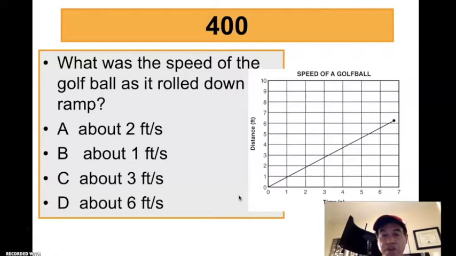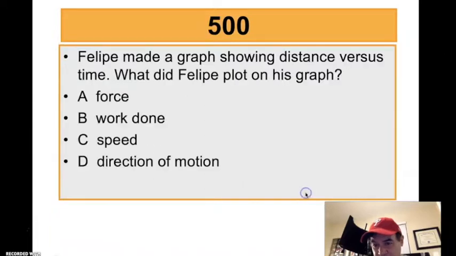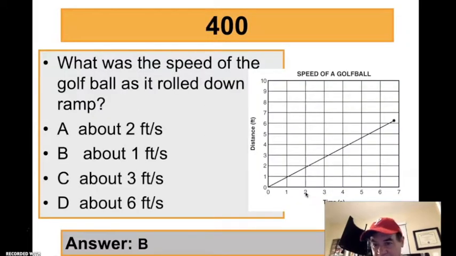What was the speed of the golf ball as it rolled down the ramp? About 2 feet per second, about 1 foot per second, about 3 feet per second, or about 6 feet per second. So look at the graph now. Your answer is B. So pay close attention. Here's your 1. Distance divided by time is 1. Now you go to the next second, which gives you 2. Well, let me go back again. Right here, 2 divided by 2 gives you 1 again. So as you're moving up, you'll notice they're close to the same number.